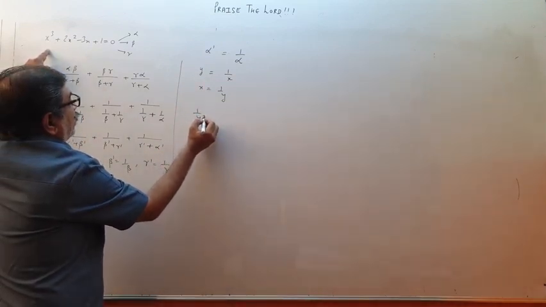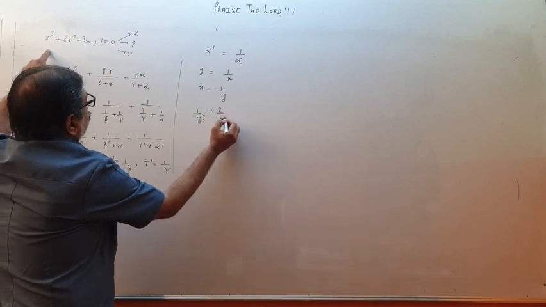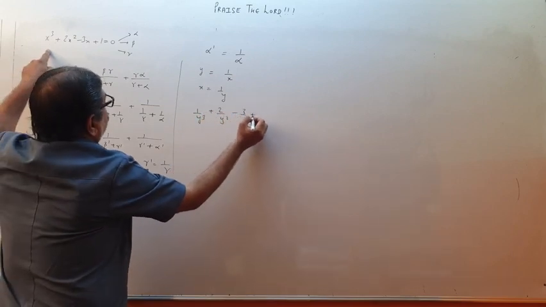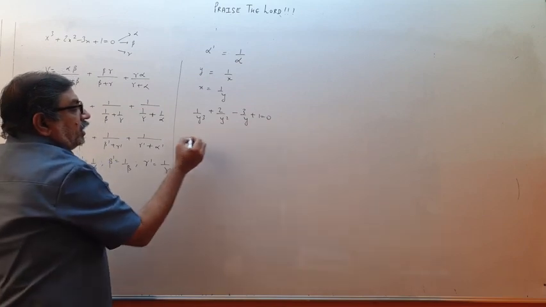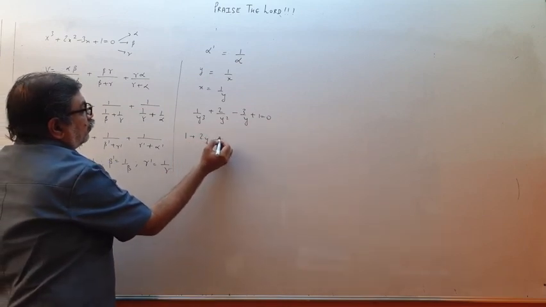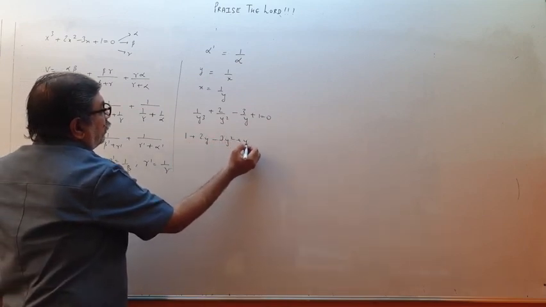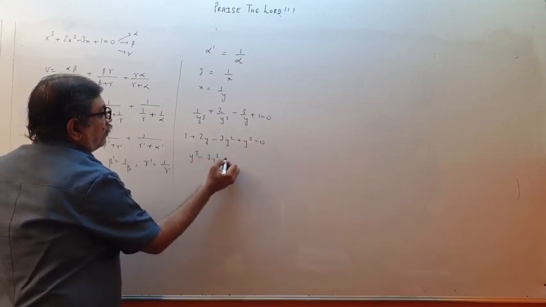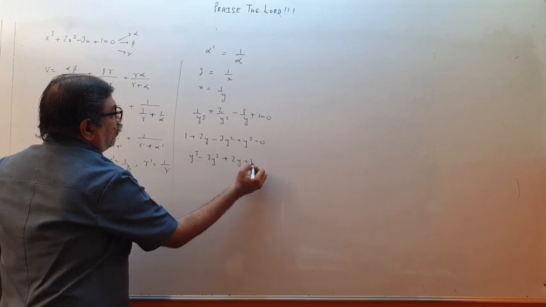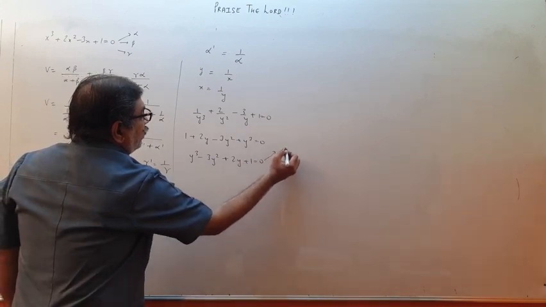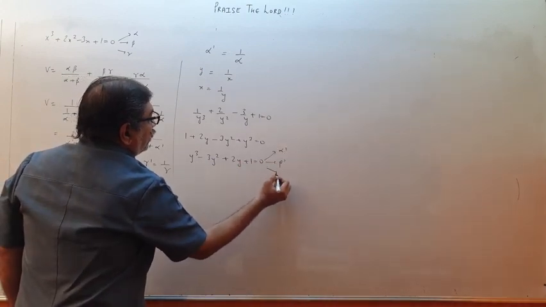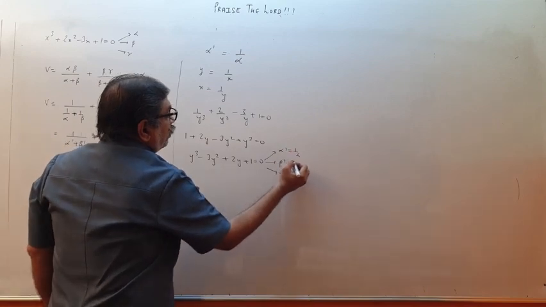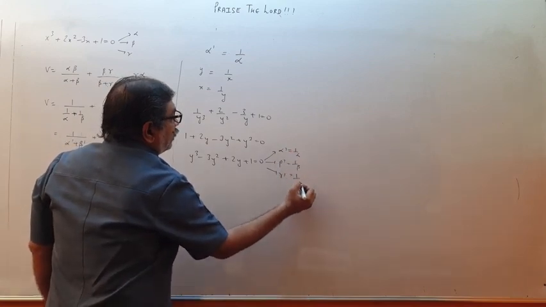This will be 1 upon y cube plus 2 upon y square minus 3 upon y plus 1 equal to 0. Multiply by y cube: 1 plus 2y minus 3y square plus y cube equal to 0. So y cube minus 3y square plus 2y plus 1 equal to 0. Now this has roots alpha dash, beta dash and gamma dash, that is 1 upon alpha, 1 upon beta, 1 upon gamma.